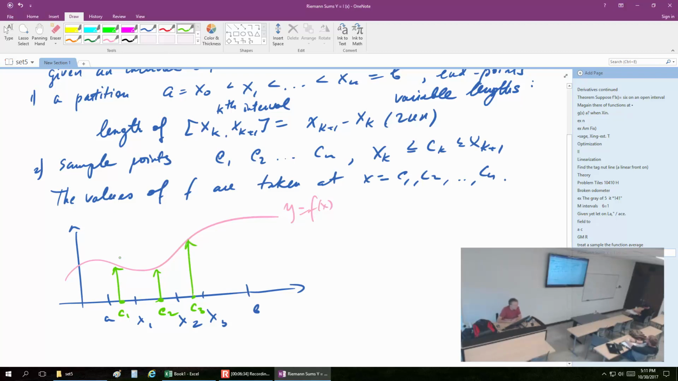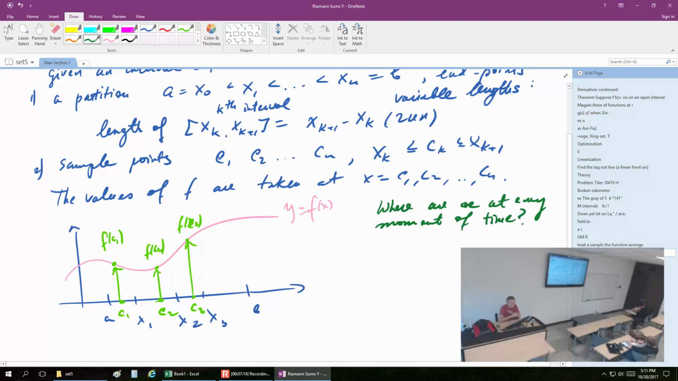We literally make a recording. We have some kind of a detector. If it is a speedometer, it's a speedometer. And then these are the values: f of c1, f of c2, f of c3. And then the question is, naturally, if it is about the speed, where we are and where have we been. Where are we at every moment of time? That's the question. The information is limited.